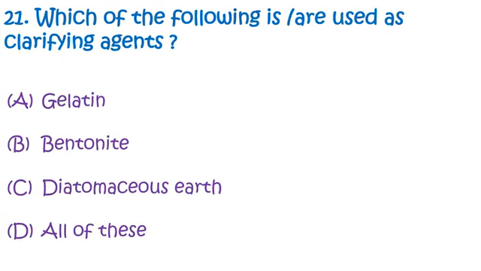Question number 21. Which of the following is or are used as clarifying agents? Options are option A gelatin, option B bentonite, option C diatomaceous earth, option D all of these. The correct answer is option D all of these. Gelatin has molecules that cross-link when submerged or immersed in water or liquid and gives a filtering effect upon cross-linking.